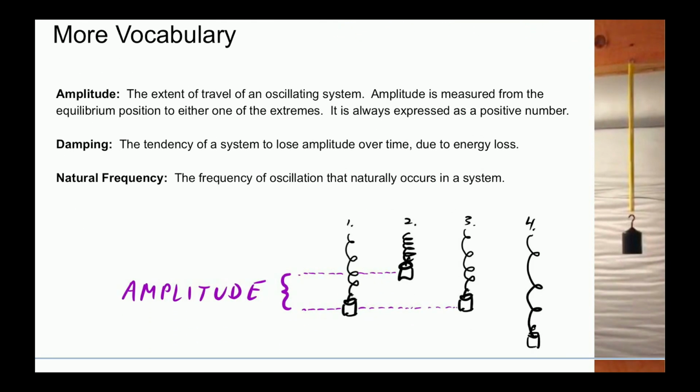More vocabulary. We've defined amplitude by now as the distance, how extremely it moves up and down, and that's in units of meters or some length unit, and it's measured importantly from the equilibrium position. Common mistake, don't look at peak to peak amplitude. It's not that. It's what's shown here in the picture.